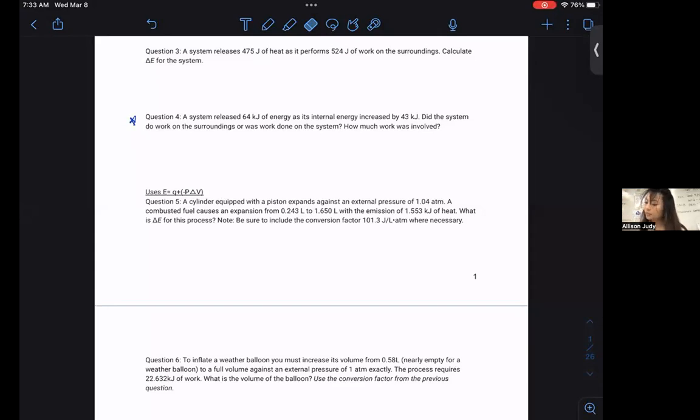We're not going to actually hit up any AP questions this round just because of where we are in our content, but we are going to walk through a few conceptual problems and then call it a day. So this first problem, question 4, is all about internal energy.